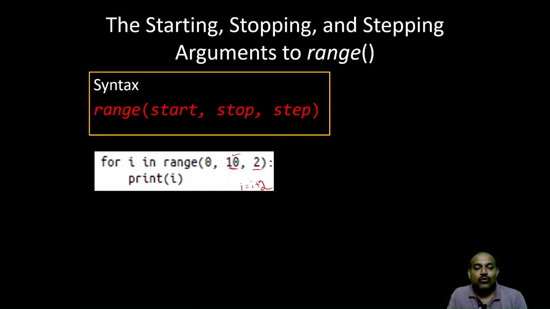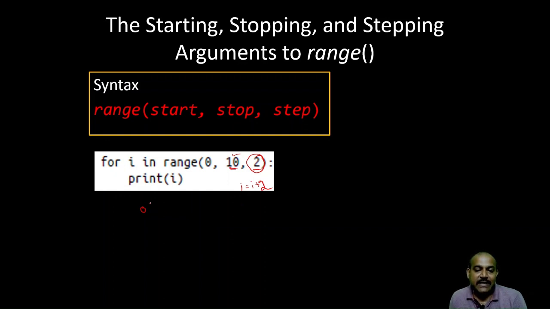Okay. So, what is the output of this program? When i takes the value 0 and enters the loop, because 0 is in the range of 10, it prints i, which means 0. Next time when it goes, i will not become i plus 1, instead i becomes i plus 2, because I have given the step size as 2.